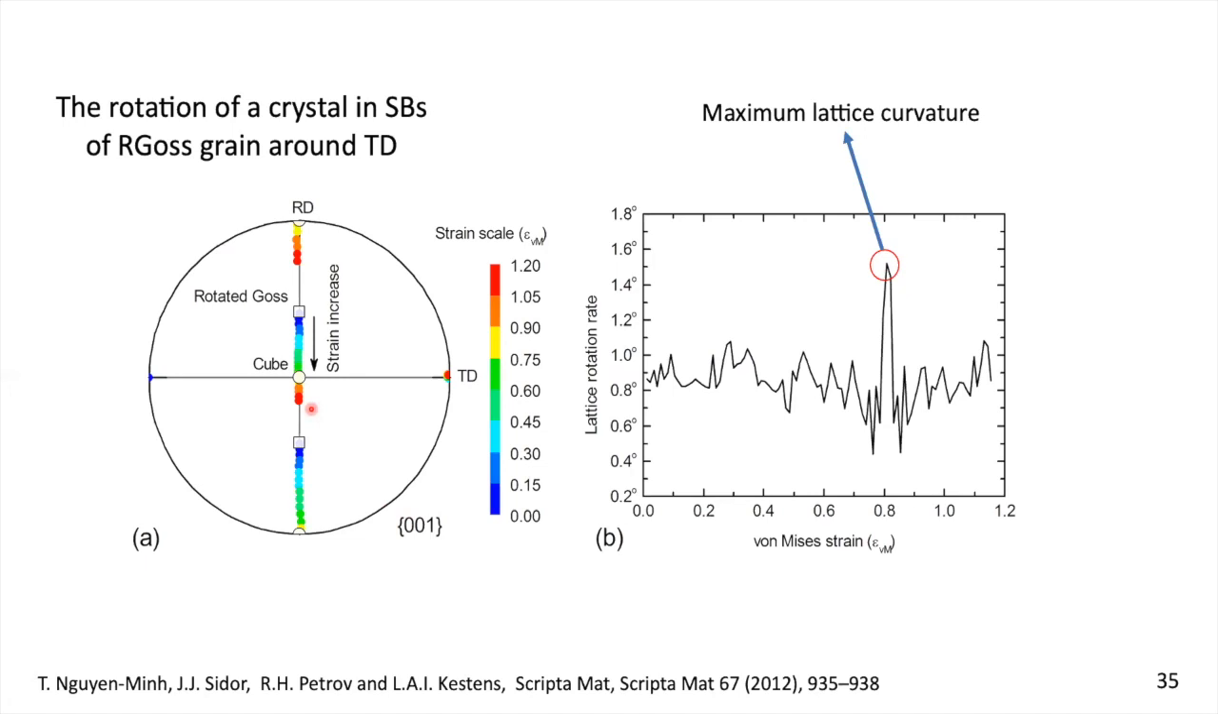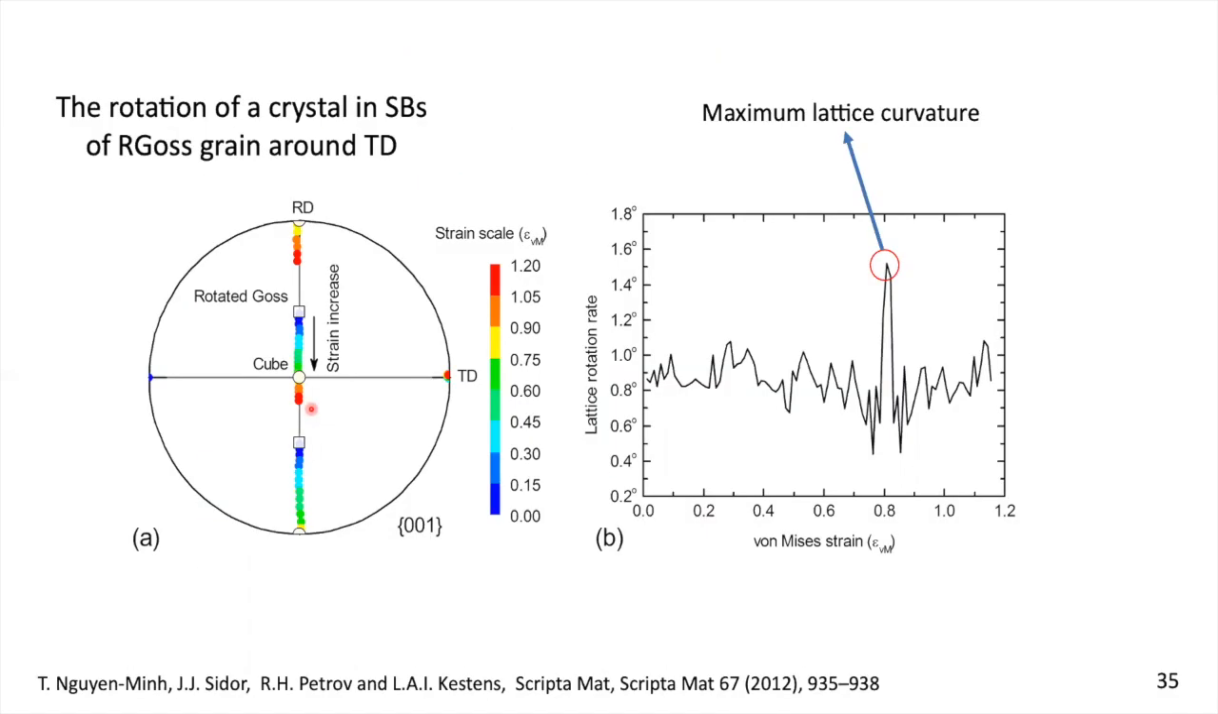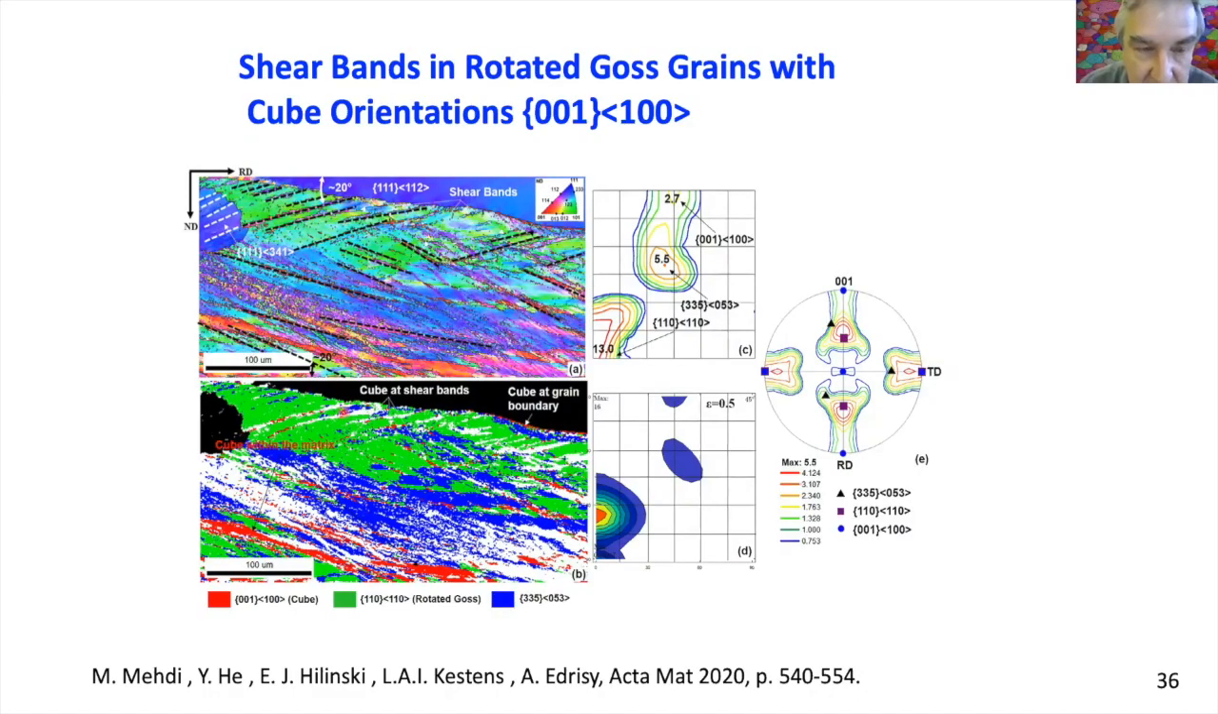And the cube orientation for electrical steel is the kind of holy grail, but very difficult to obtain. So, based on the prediction by Tuan, we started analyzing in detail the shear bands in rotated Gauss grains. And indeed, if you look very closely, you find cube-oriented shear bands in rotated Gauss orientations, as shown in this example, which was published in 2020.